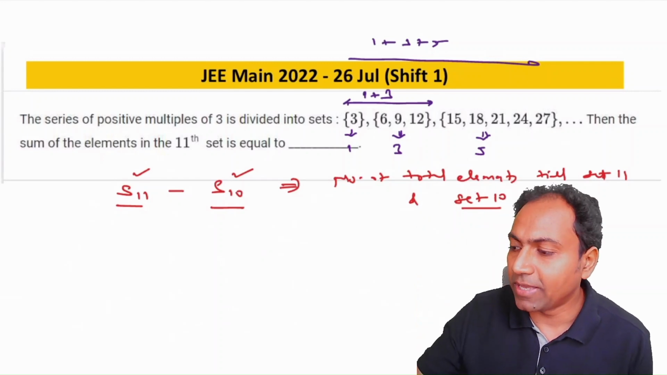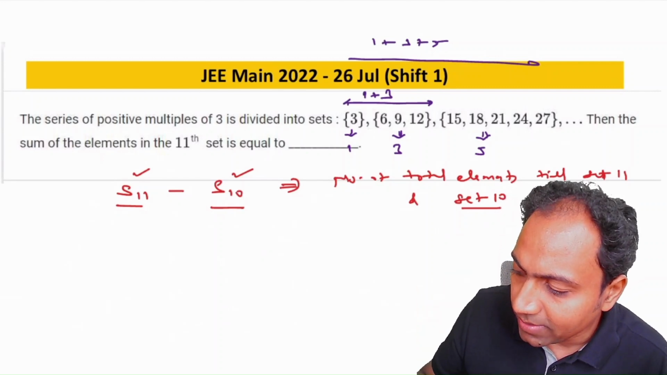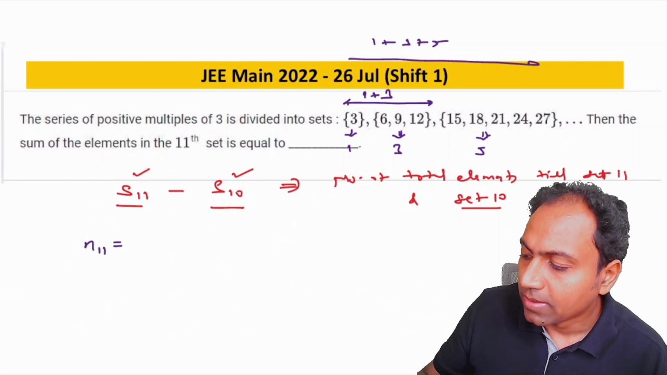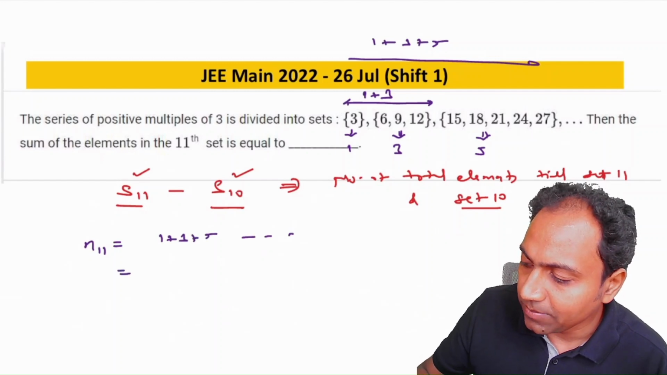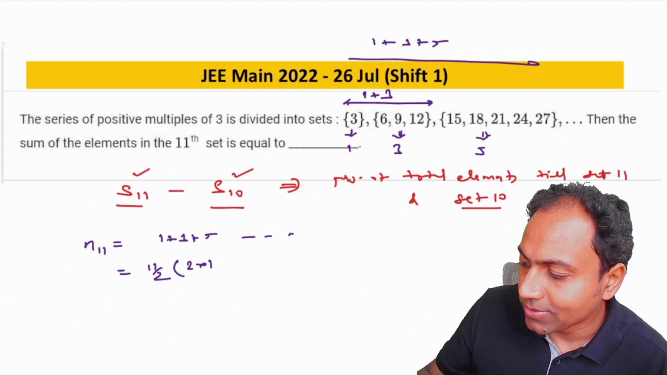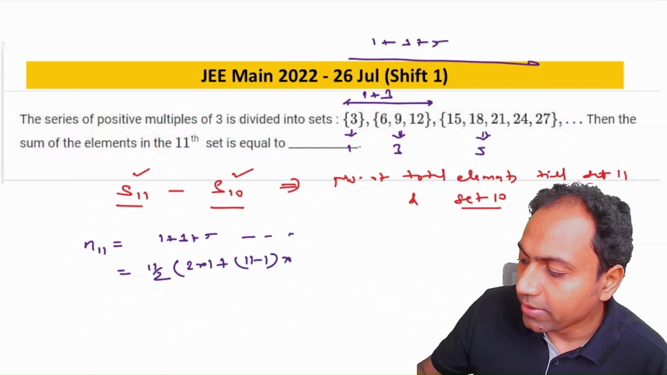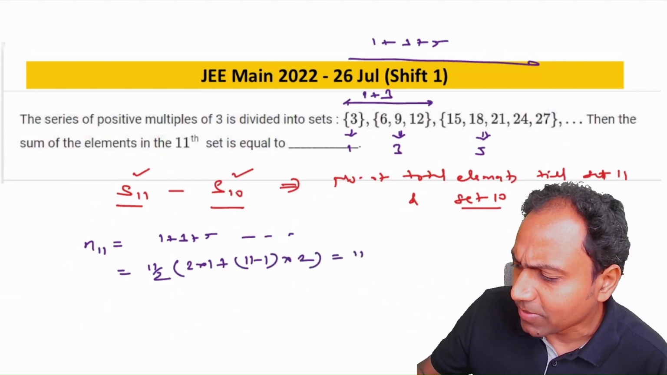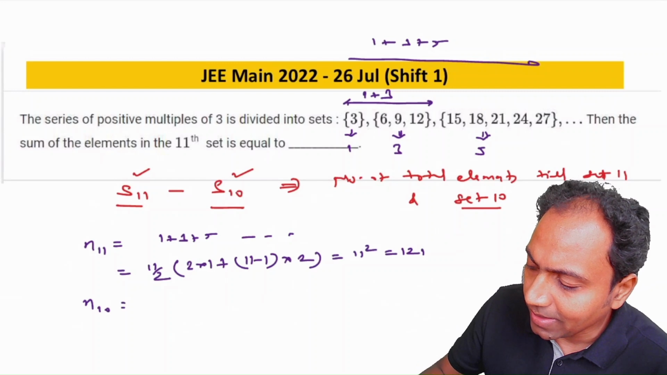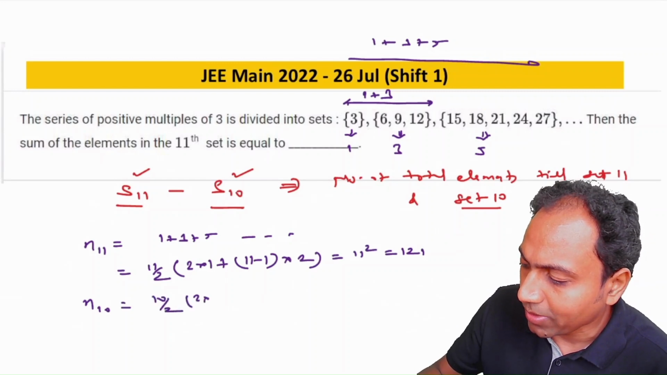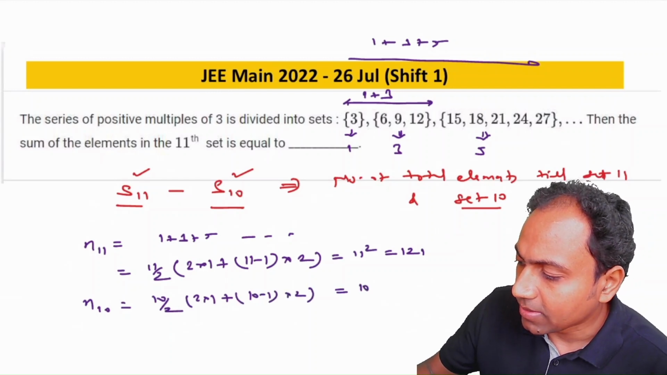And that would be nothing but an AP, because 1 plus 3 plus 5, you can observe, is an arithmetic progression. So if I want to find n11, it is nothing but the sum of this 1 plus 3 plus 5 till the 11th set. So this can be written as 11 by 2 into twice of A plus n minus 1, that is 11 minus 1, into D, that is nothing but 2. And if you simplify this, it becomes 11 square or 121. Similarly, if you want to find n10, it will be 10 by 2 into twice of A plus 10 minus 1 into D, that is nothing but 10 square or 100.